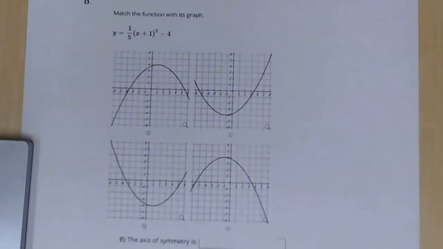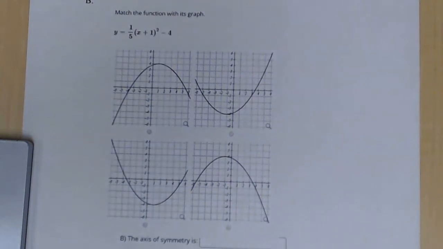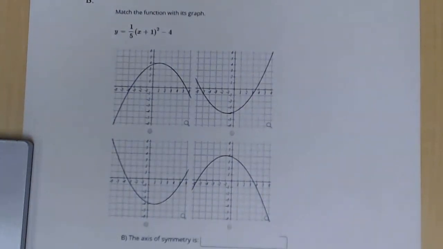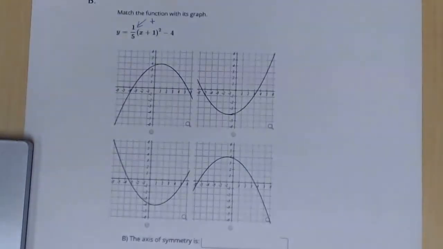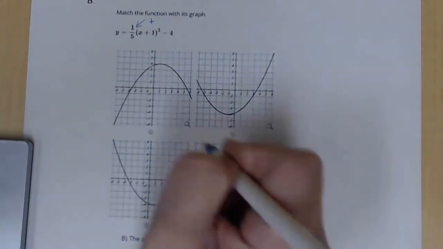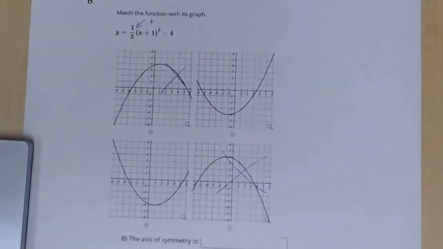Lastly, part B, it says match the function with its graph. So with this one, they already have them graphed, so I'm going to use my different transformations to help me out with this. First of all, you'll notice that my a value is positive, so that means it's going to be facing upward, and so it's not going to be these 2 graphs because they're both facing downward, which would be a reflection, so I'd have to have a -1 there.